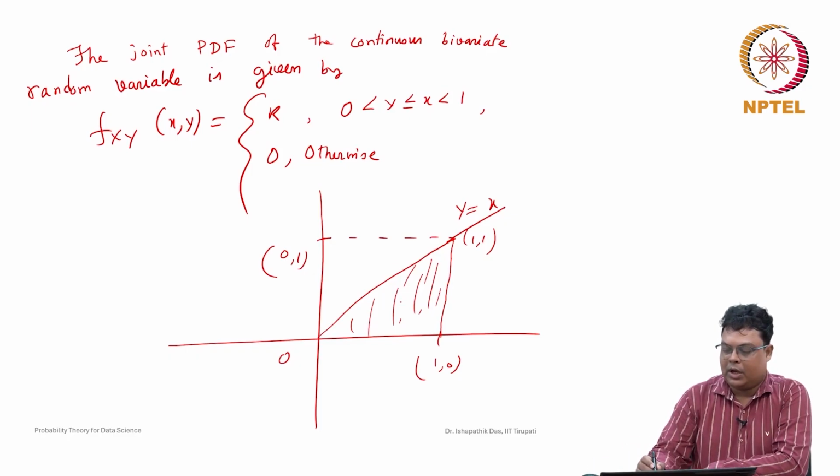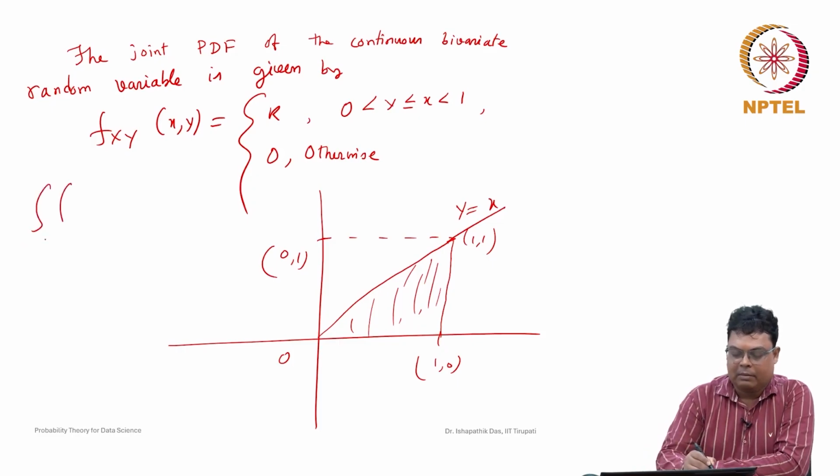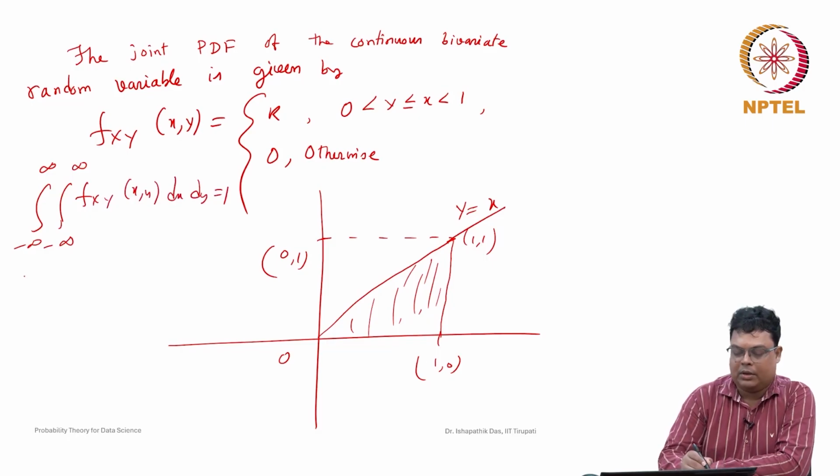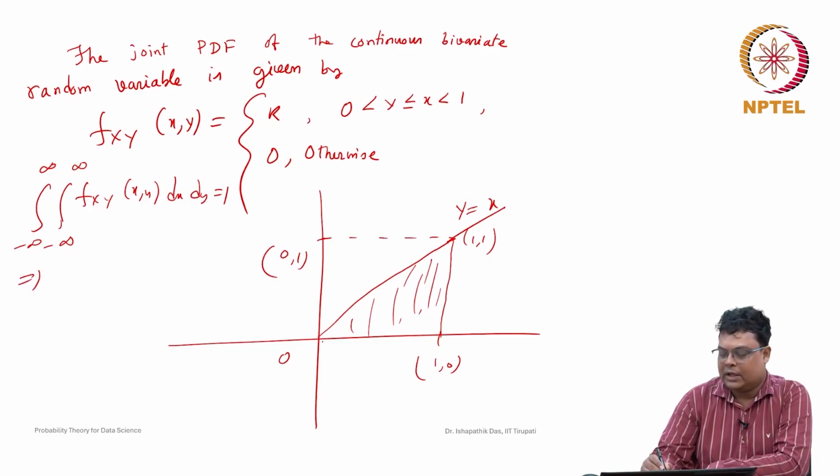Suppose we want the values of k such that the integration from minus infinity to plus infinity of f(x,y) dx dy is equal to 1. If you do this integration, it will be non-zero only in this region, where y goes from 0 to 1 and x is at any position. Since it is a density function, the integral exists and we can change the order of integration.